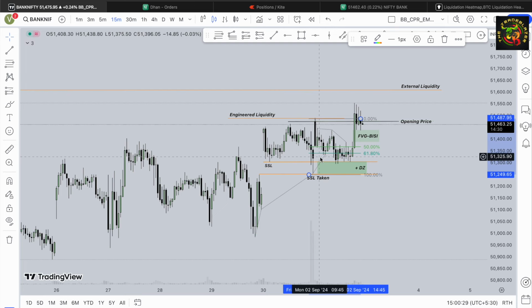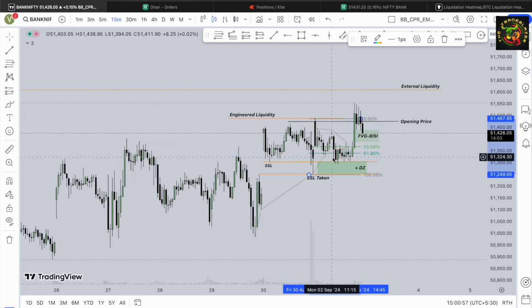and 61.8%. Based on which I have taken my initial long trade somewhere here when it taps into this zone, but then when it came back and tried to retrace, I added additional quantity here. Both these times I was in a good profit, but then price came back again, invalidating this fib retracement setup.